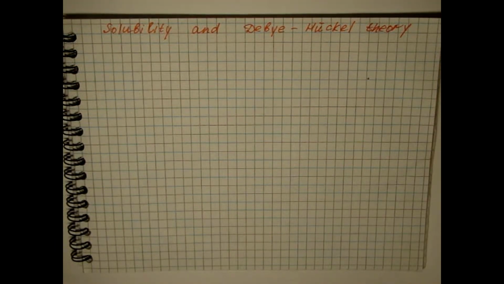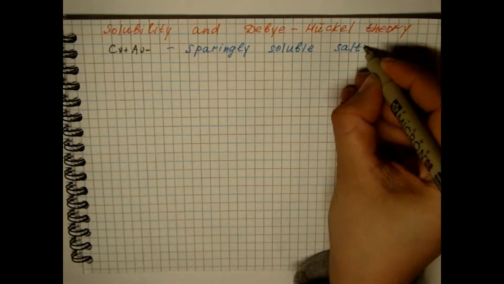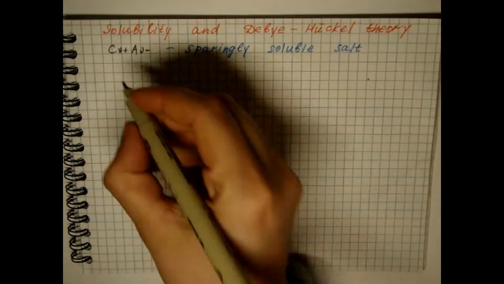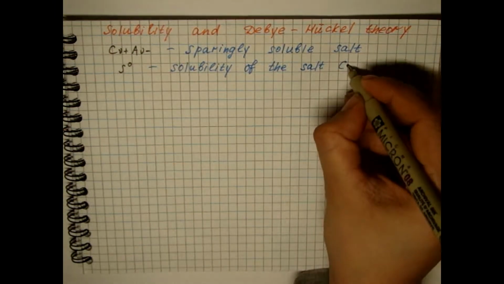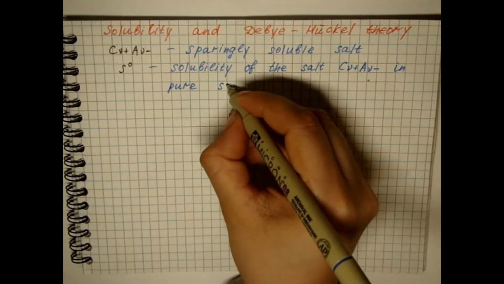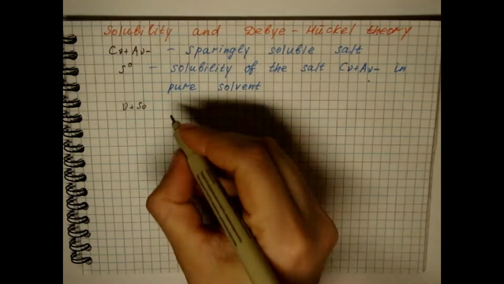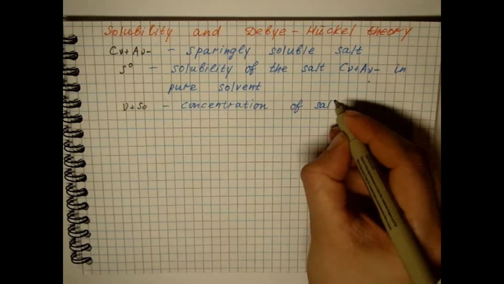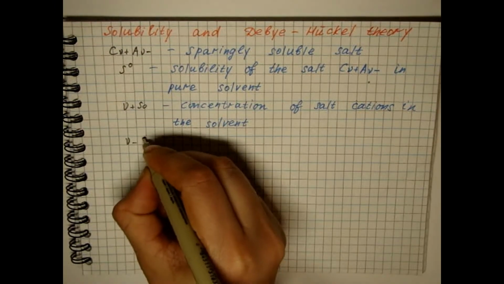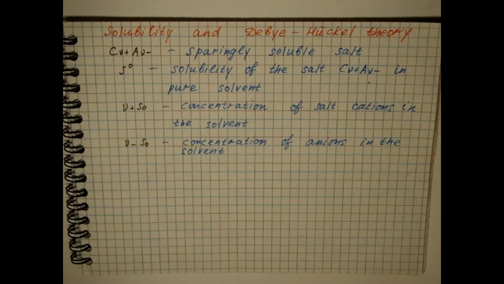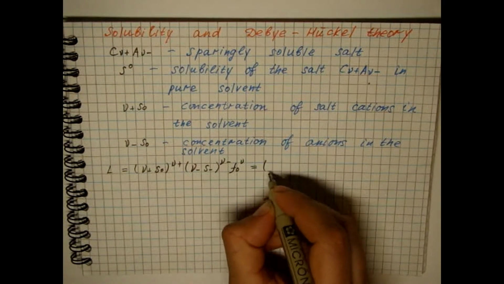Suppose we have a sparingly soluble salt. Its solubility in a pure solvent is s0. Then the concentration of cations in the solution is equal to s0, and the anion concentration is s0, and the solubility product can be calculated by the formula.